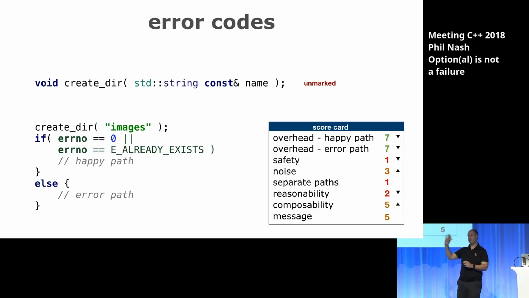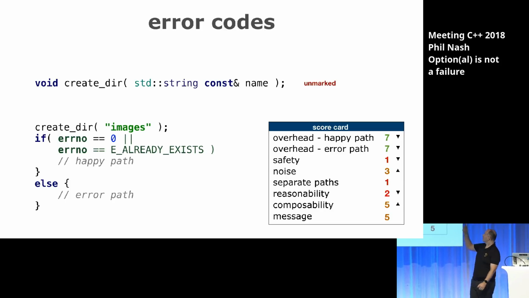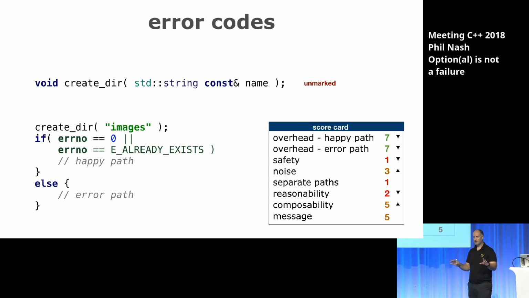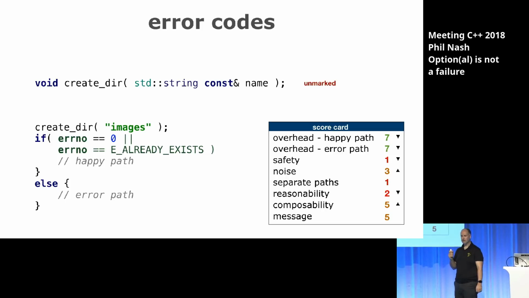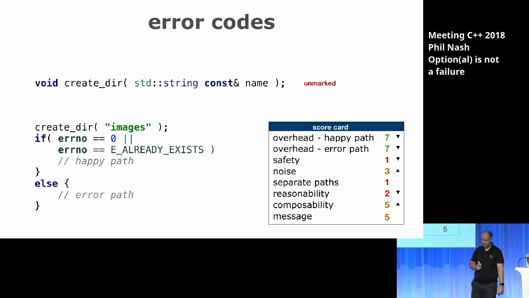Maybe we put the error code in a global variable. These days, modern architectures, that's probably going to be a thread local variable. Well, notice I've referred to this as unmarked. Now there's nothing in the signature of the function that indicates that an error may come out of it. And that's a problem, because that really impacts the safety. I've given it the lowest possible score. It also affects the overhead, because if it's going to be in thread local storage, there's a cost of accessing that, and we're going to need to check that on every function call. That's bad.